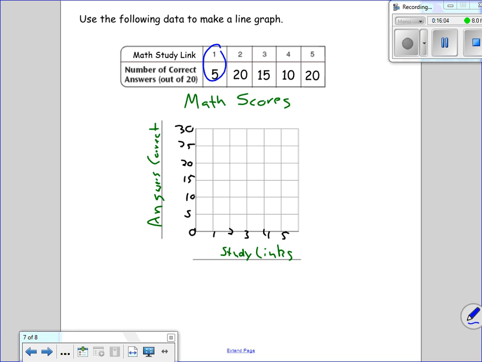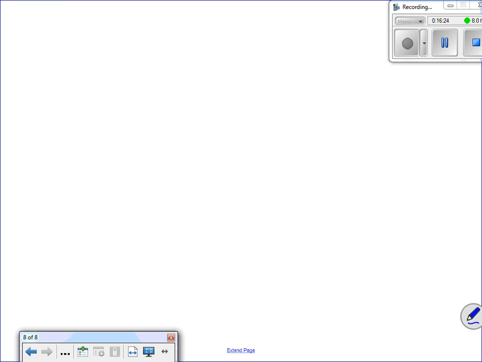Study link 1, a 5. Study link 2, scored a 20. Study link 3, scored a 15. Study link 4, scored a 10. Study link 5, we scored a 20. I want you to connect those. Boom. That's how you make a graph.